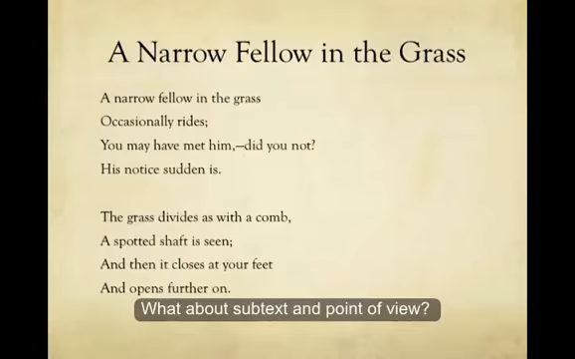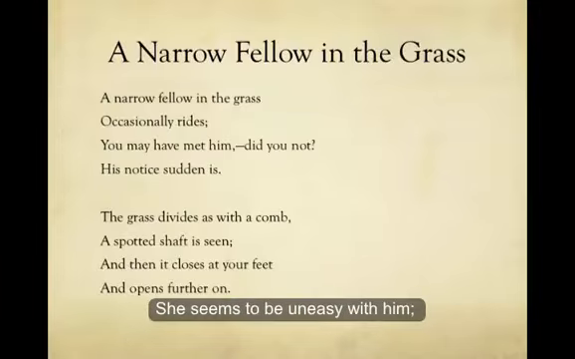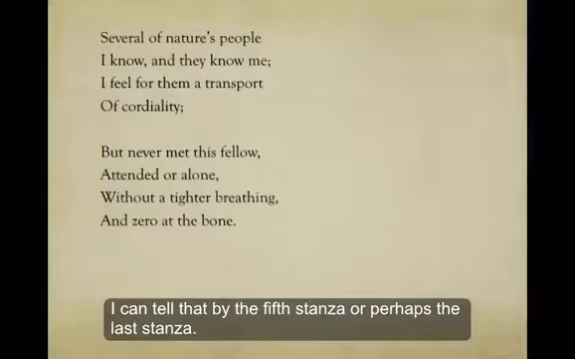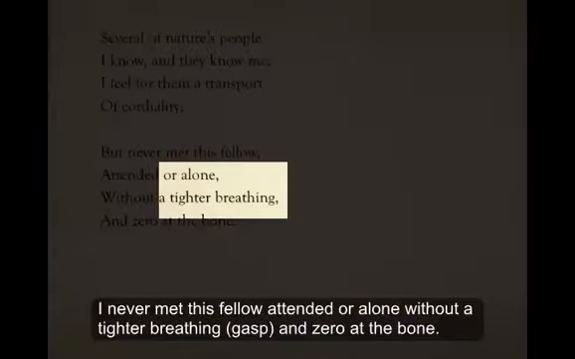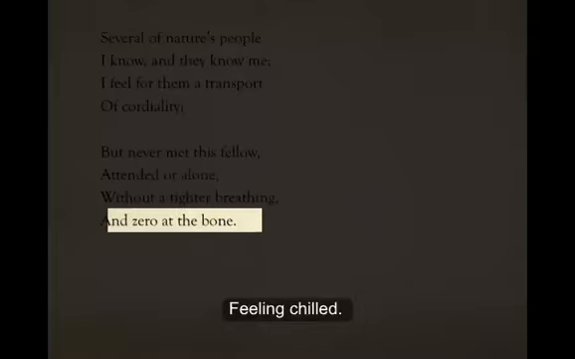What about subtext and point of view? How does Emily Dickinson feel about this serpent? She seems to be uneasy with him. I can tell that by the 5th stanza, or perhaps the last stanza. I never met this fellow, attended or alone, without a tighter breathing, and zero at the bone, feeling chilled. So she doesn't like snakes.